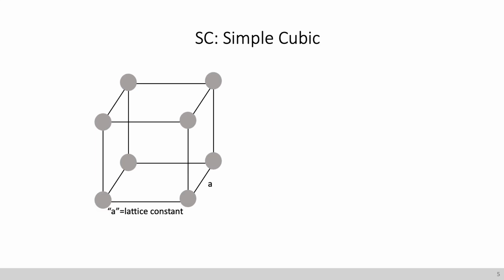And so with simple cubic, as the name says, it's quite simple, quote unquote, where we have an atom in each corner of the cube. Because it's a cube, each length of the cube sides are equivalent, and we call this A, or lattice constant.